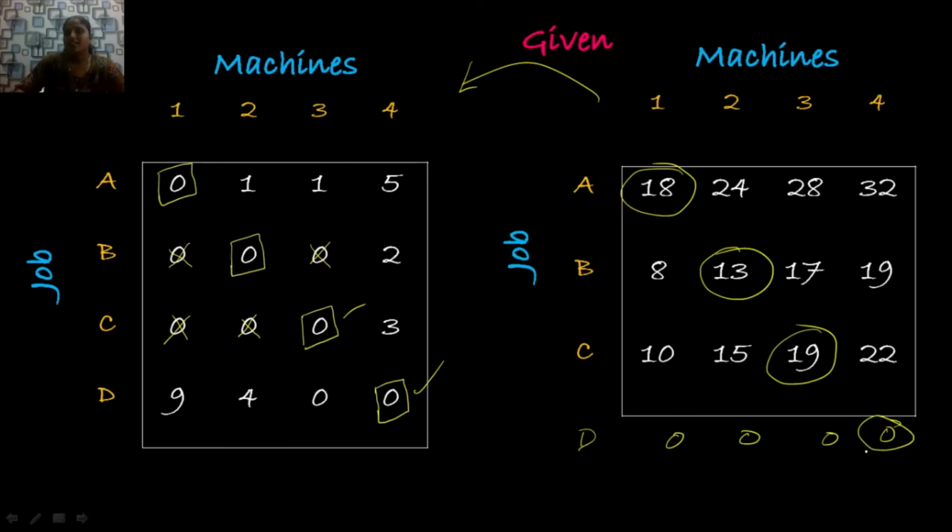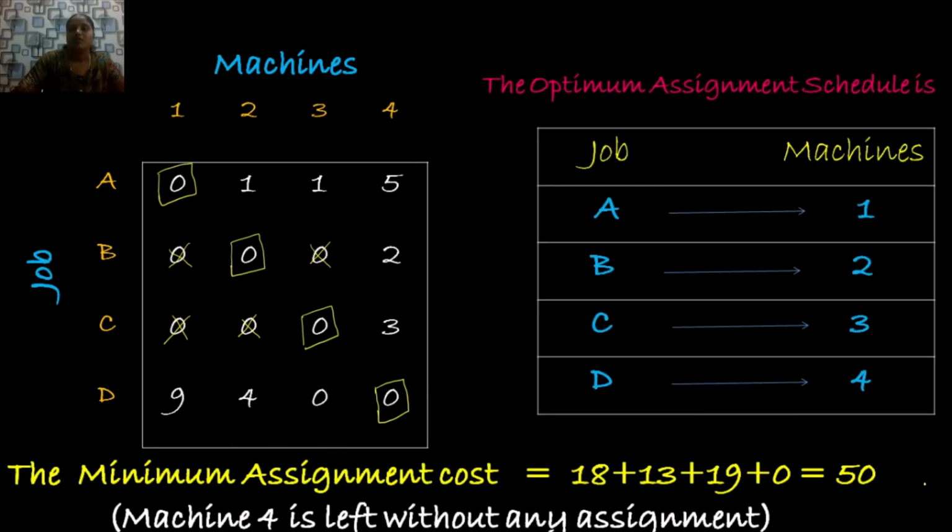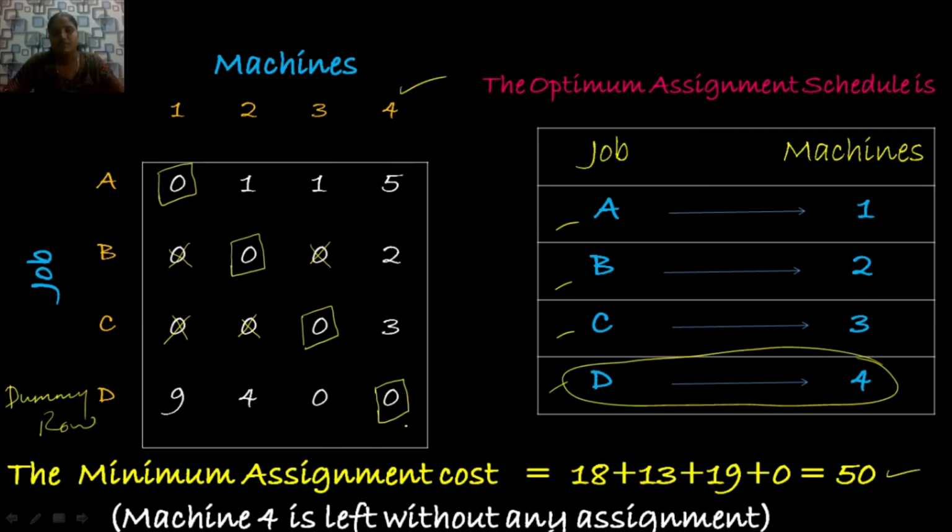Adding all these values together we get 18 plus 13 plus 19 plus 0. This is your minimum assignment cost. So adding all these values together we get 50. The optimum assignment schedule we have arrived at is A to 1, B to 2, C to 3 and D to 4, and the minimum assignment cost is 50, which means the fourth machine is left without any assignment.